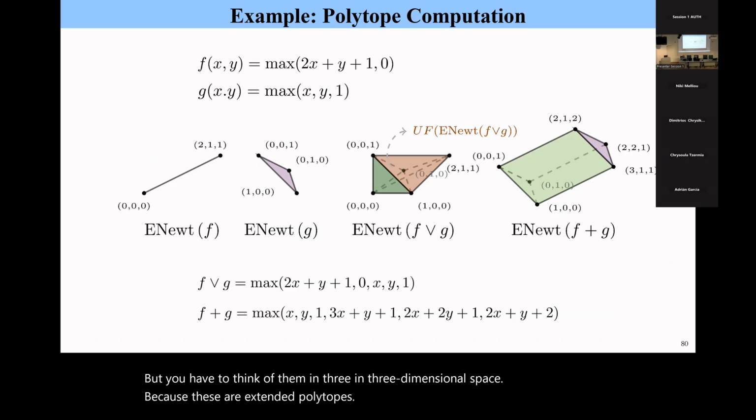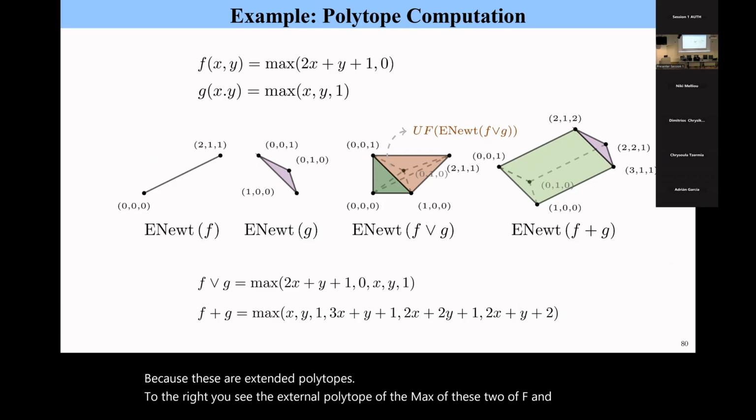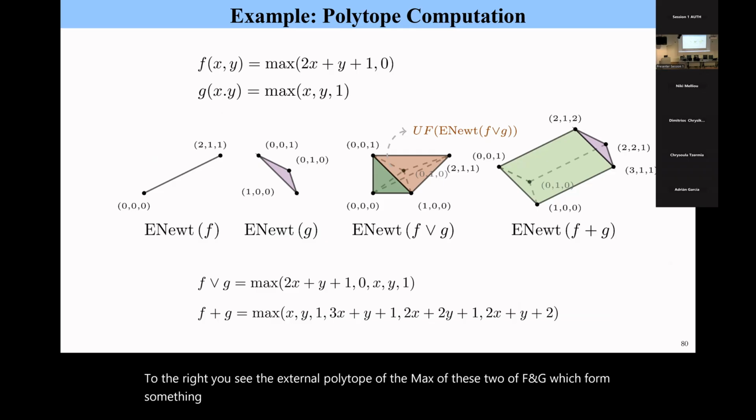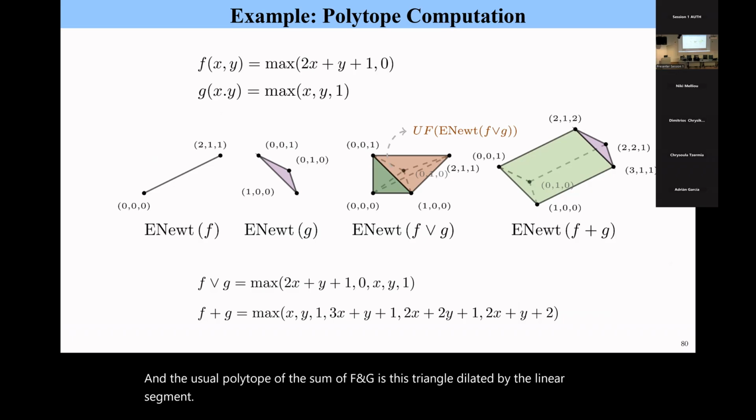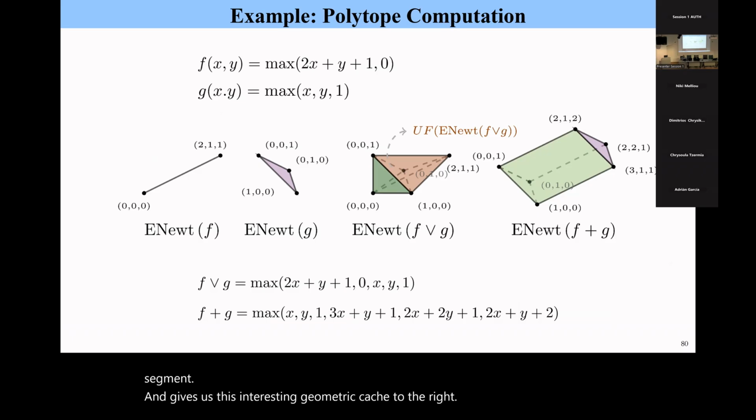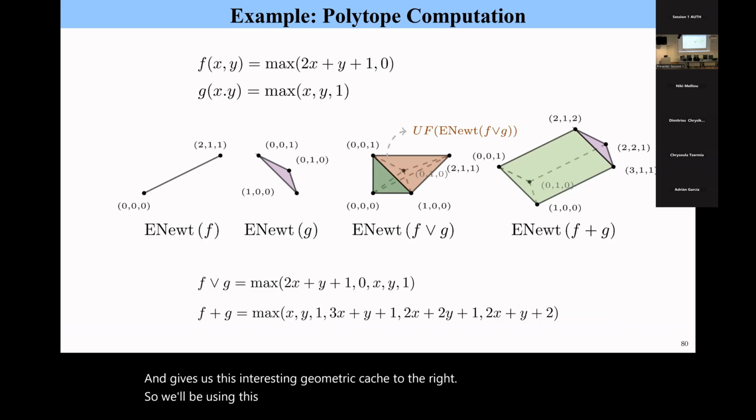And to the right, you see the extended Newton polytope of the max of f and g, which forms something like a tetrahedron. And the Newton polytope of the sum of f and g is this triangle dilated by the linear segment. And it gives us this interesting geometrical shape to the right. So we'll be using this geometrical intuition a lot in the following examples.